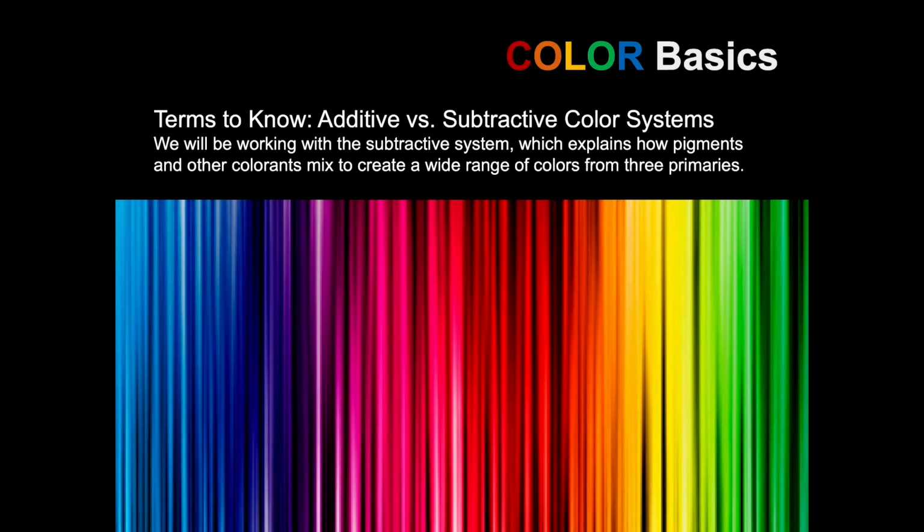The additive system is a system that you may use if you ever work with, say, theater lighting or lighting design in general. It works by adding various wavelengths of pure light to achieve the colors. Since the subtractive system is much more familiar to most of us, and all the principles of color theory are the same for both systems except how the colors are mixed from primaries, we will start by using the subtractive system.